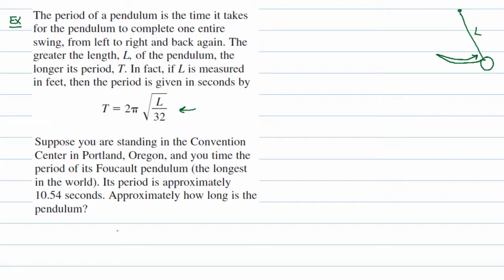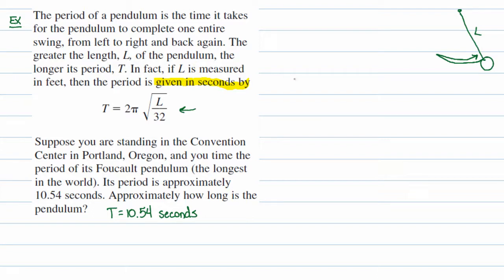Well, I've read the problem, I understand what's going on, and in this case, they're letting me know that t is equal to 10.54 seconds. One thing you need to do with all application problems is if you're given a formula, make sure that the numbers they're giving you are in the right units. So let's take a look at this. The period is given in seconds, and they gave this in seconds. We're absolutely fine. So we can find out the length of the pendulum.